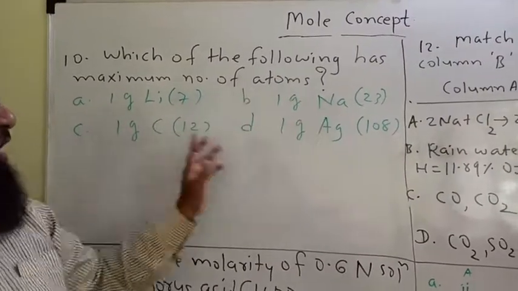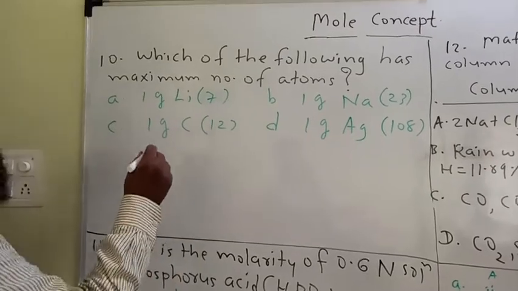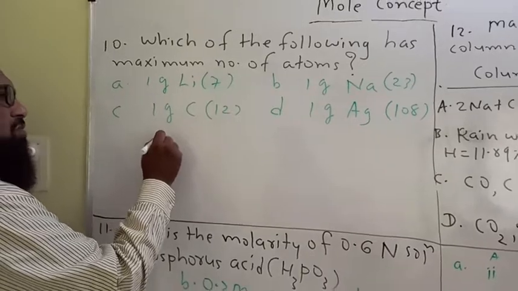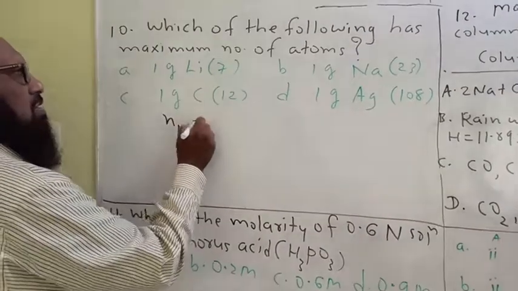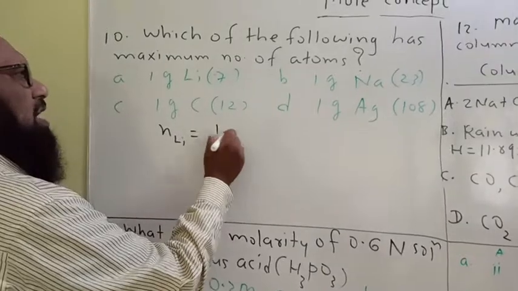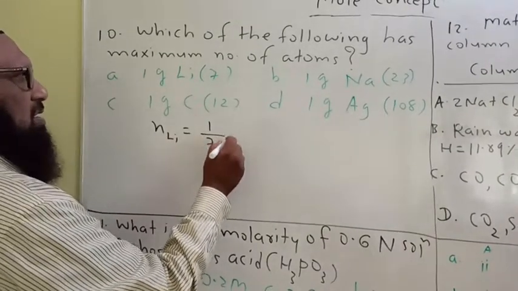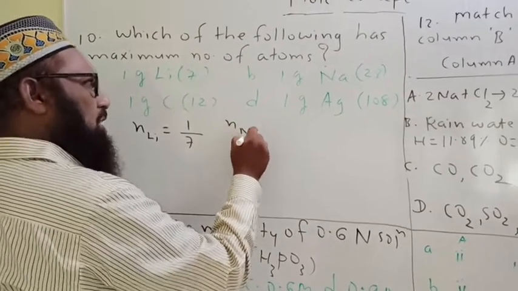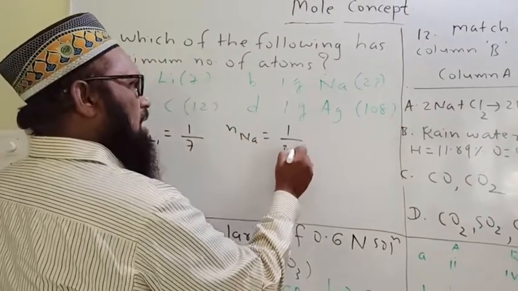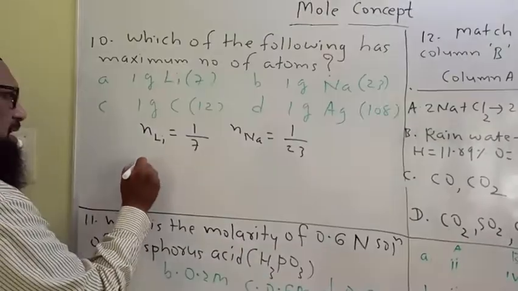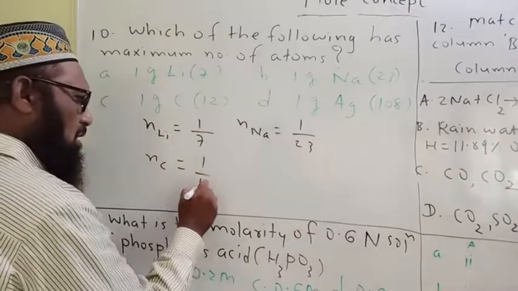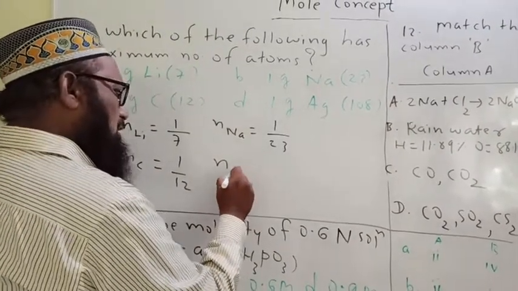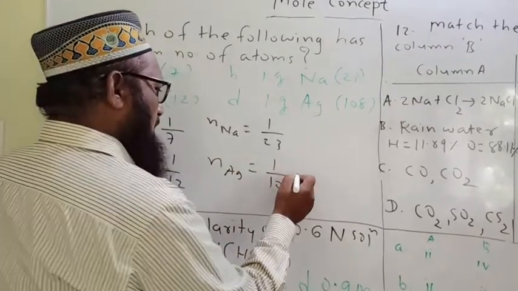Atomicity of each element is 1. Here we have to find the number of moles of lithium: given weight 1 gram, atomic mass 7. Then for sodium, number of moles is 1 gram upon atomic mass 23. Number of moles of carbon is 1 upon 12. Number of moles of silver is equal to 1 upon 108.